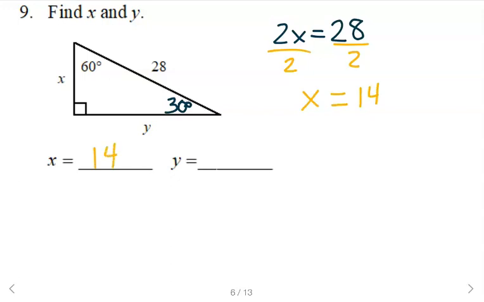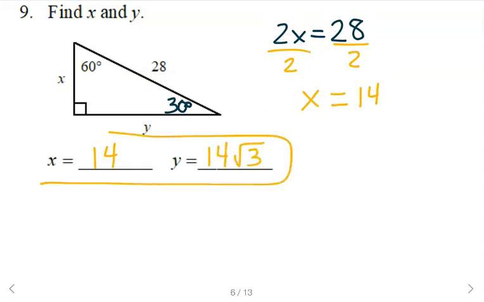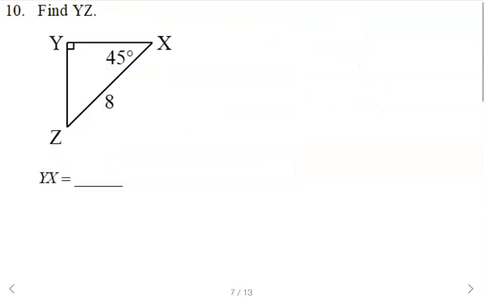Now you'll remember that the long leg is the short leg times root 3. So 14 square root 3. So short leg times 2 is the hypotenuse. Short leg times root 3 is the long leg. Your 30, 60, 90. Here's a 45, 45, 90 triangle. The legs are congruent, and the hypotenuse is the leg times root 2.